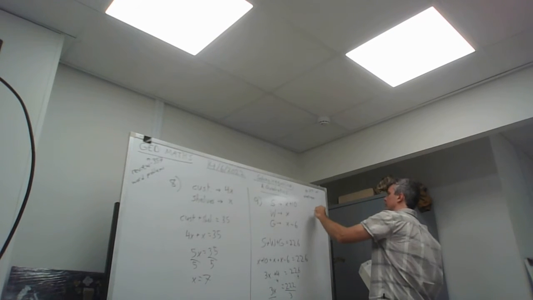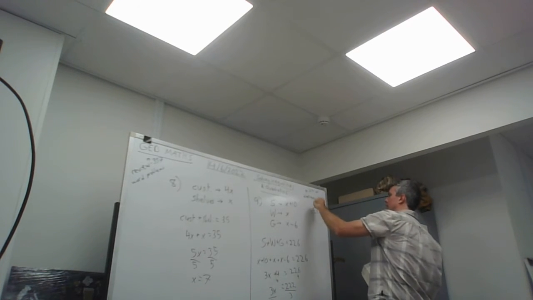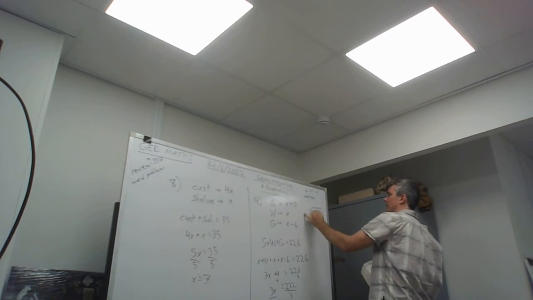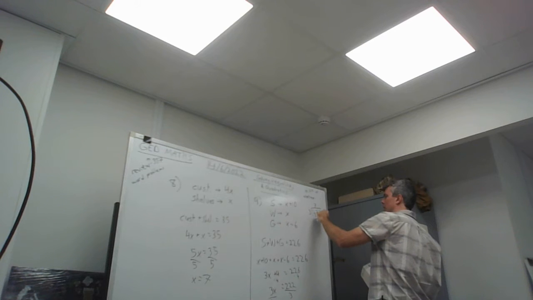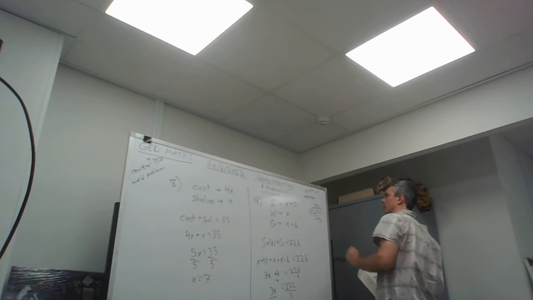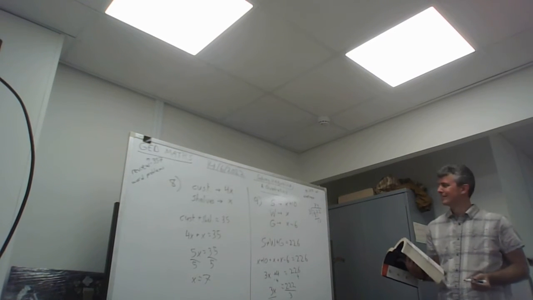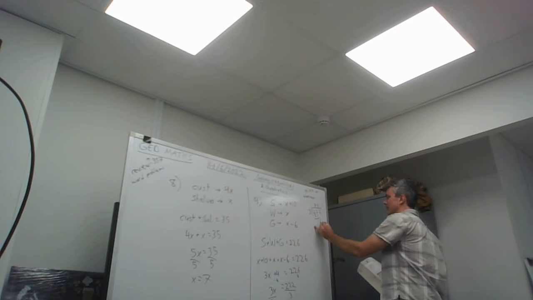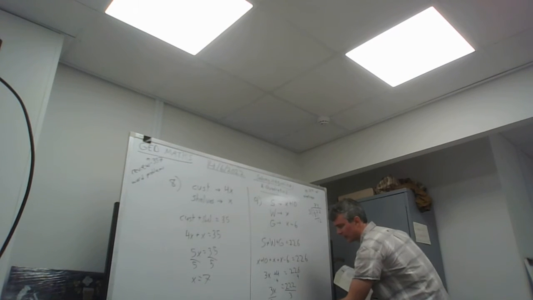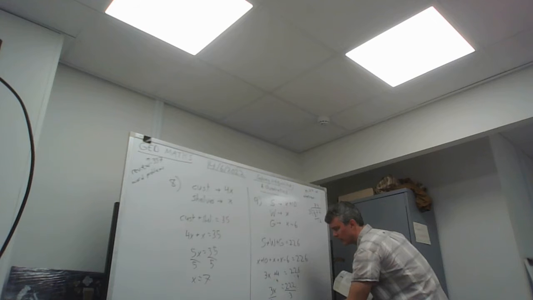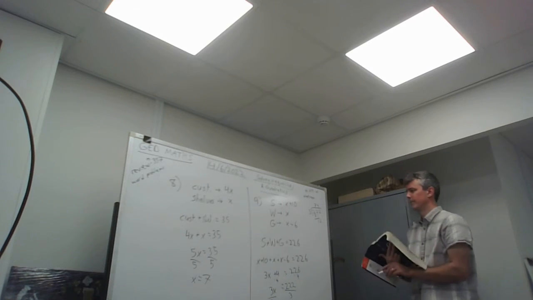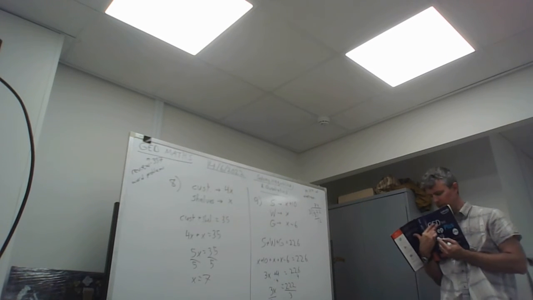So what is 222 divided by 3? It goes in 7 times. 21, 7. 12, 4 times. Okay, so X equals 74. Alright, now is that our answer?